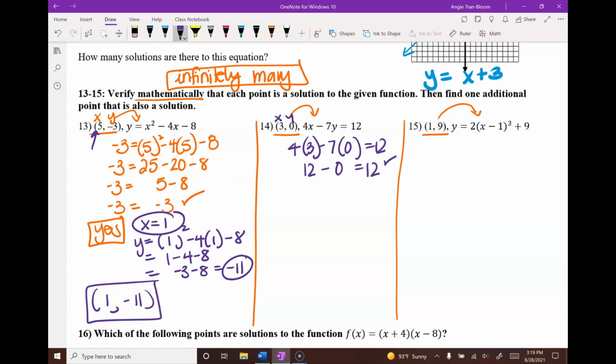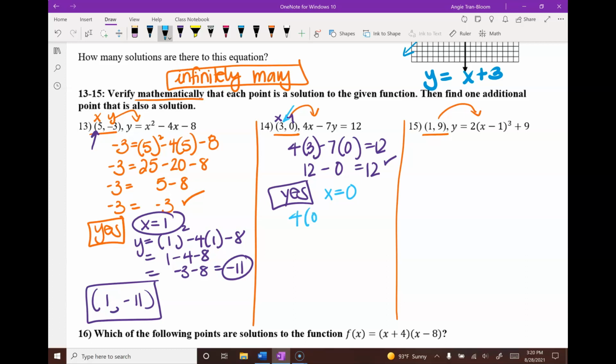So 12 equals 12, check. So don't forget to write yes. And then I want you to come up with another answer. Now this next one, I want to use x equals 0 because that's not 3, so I can use that, okay?